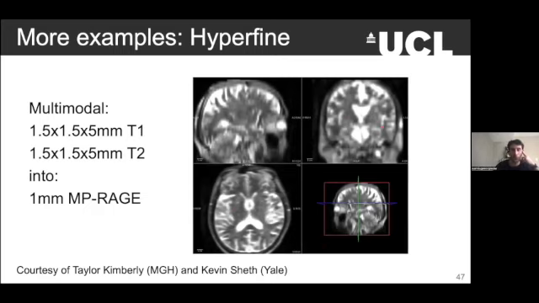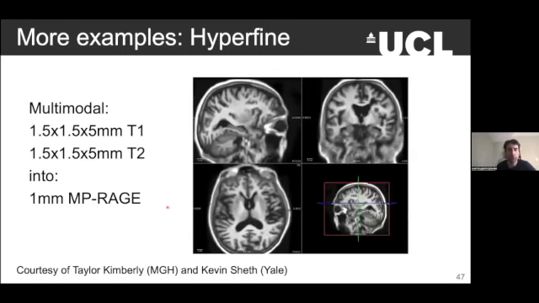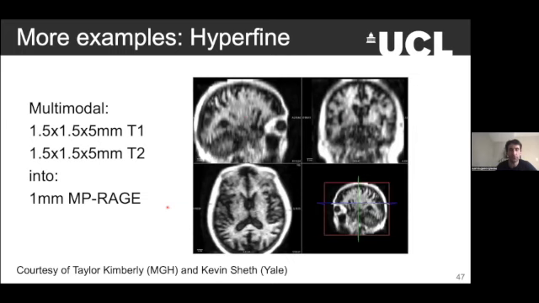These are acquired with the Hyperfine Swoop, which is making a lot of noise in social media lately. So these are like 1.5 in plane, 5 millimeter thick axial acquisitions. I can take the T1 and/or the T2 and convert them into 1 millimeter MPRAGEs. These images are courtesy of Taylor Kimberly and Kevin Sheth from MGH and Yale, respectively. So this is the T2, there's the T1, and this is what SynthSR will do. So I can go back and forth. You can see there's a stroke there.